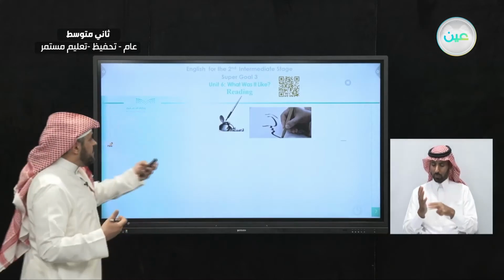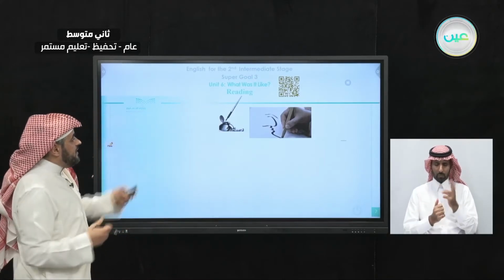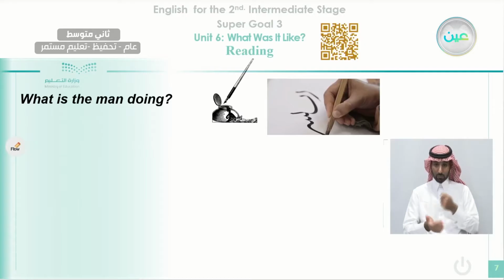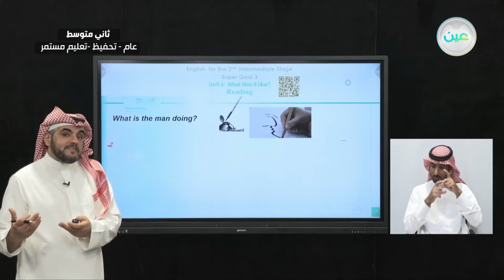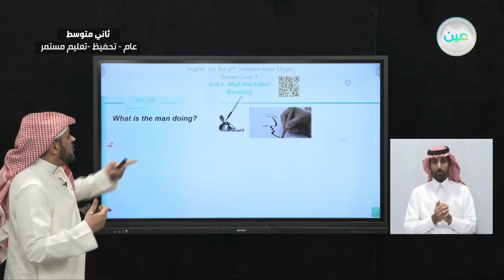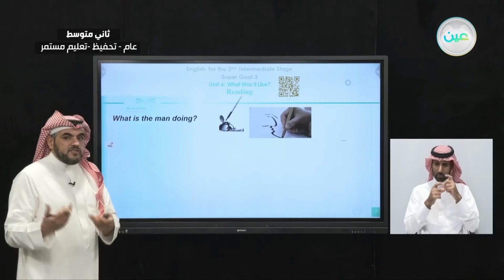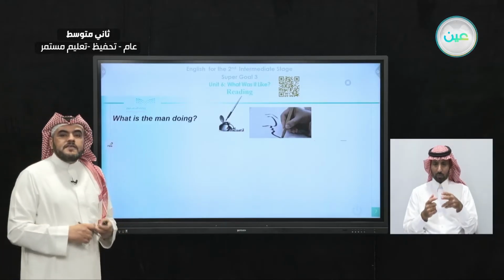If you look at the pictures here, you can see somebody here. Let's answer the questions here. What is the man doing? If you go to your book on the reading section there on unit 6, okay, what is it like? You can find some pictures. Look at the pictures and try to answer these questions.